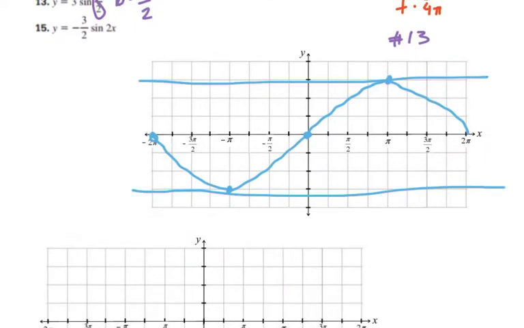Alright, the next one is number 15. It's going to have a period of, let's see, 2 pi over 2, so it's going to have a period of pi. It's going to have a frequency of 1 over pi, just the flip of your period. And then it's going to have an amplitude of 3 halves. And then it'll also flip on the, let's see, y-axis. Is that what it is? No, x-axis.